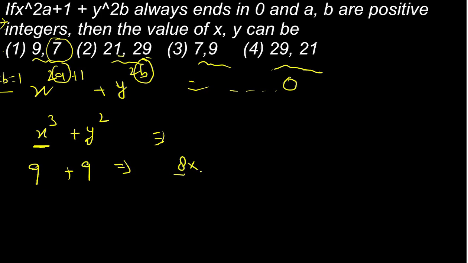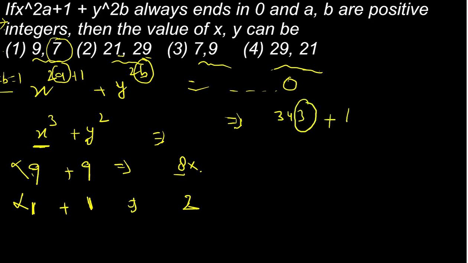Now 21 and 29, so I just have to consider the unit place, because we are only considering the unit place. So 1 cube is 1, and 9 square also ends in 1. So 1 plus 1 is 2. So this is also wrong. Let's come to the third option, 7 and 9. What is 7 cube? It is 343, so the unit place is 3. And 9 square ends in 1. So 3 plus 1 is 4. So it is also not going to be our option.